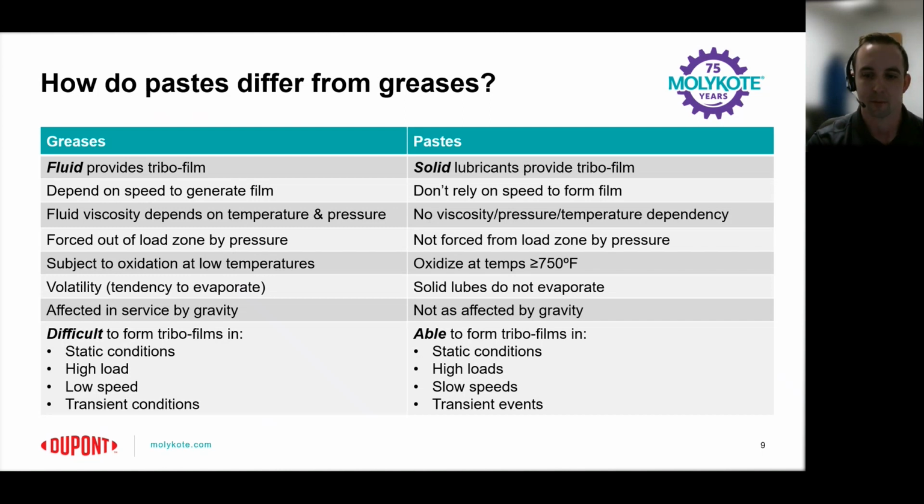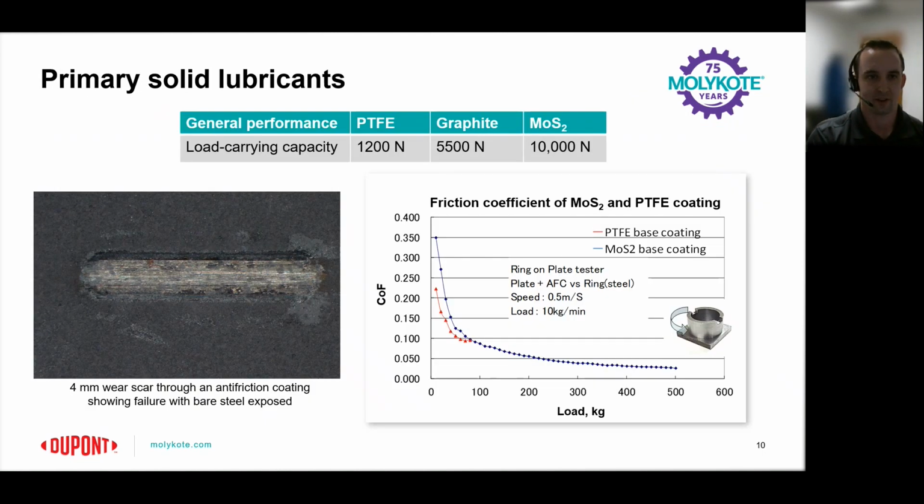It really doesn't matter. To summarize, again, pastes are great in these static, low-speed type of applications with high loads. Solid pastes also have a load range where they're optimal. They reduce friction best at specific loads. PTFEs excel in low-load situations, followed by graphite, and then MoS2, which has the highest load-carrying capabilities of the solids in our paste. Combining different solid lubes, you can expand load ranges for applications if desired.